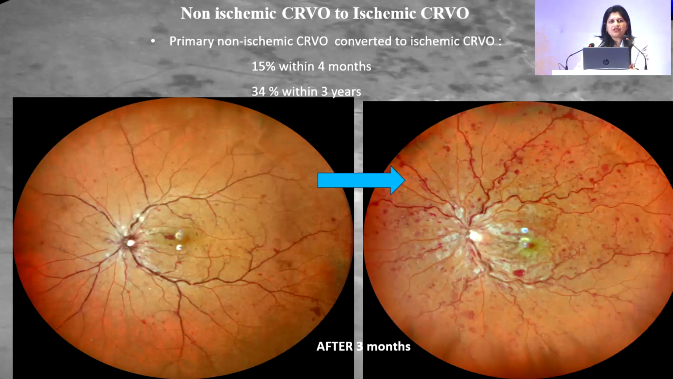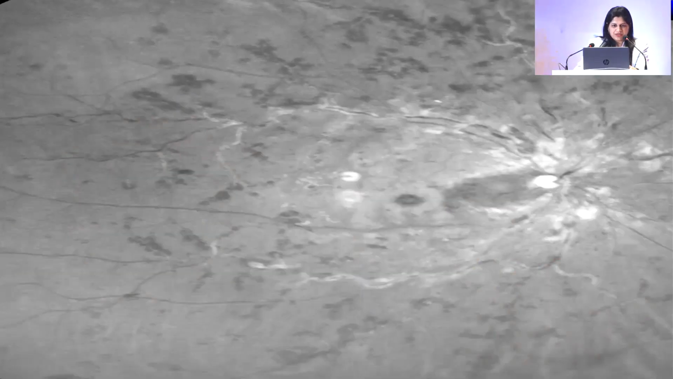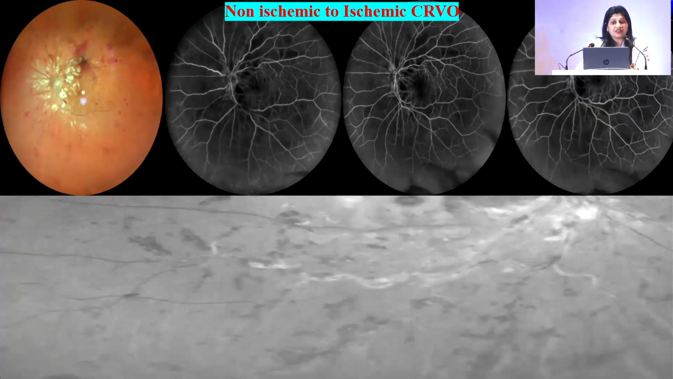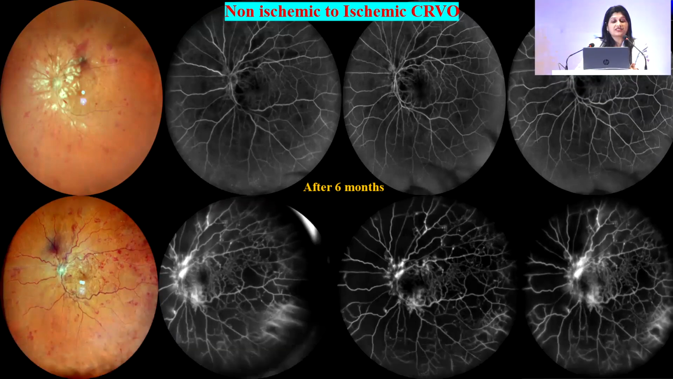In non-ischemic CRVO, even if at presentation the patient has the symptoms and signs of non-ischemic CRVO, we should follow up these patients, as the primary non-ischemic CRVO gets converted into ischemic CRVO in 15% of patients within 4 months and in 34% of patients within 3 years. These are two examples. This was a case of non-ischemic CRVO which converted into ischemic CRVO after 6 months.